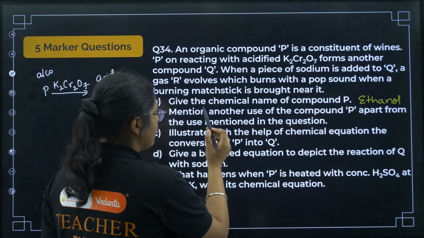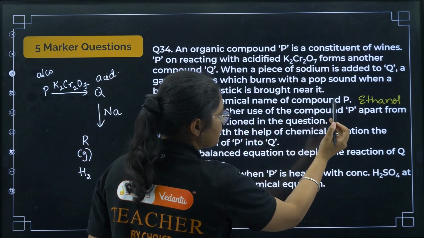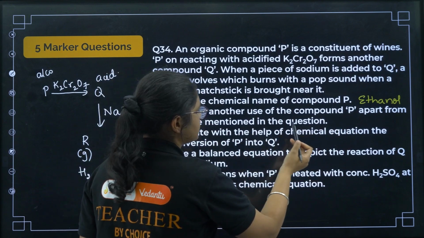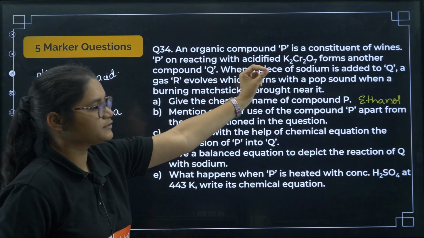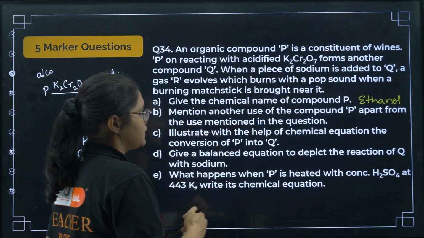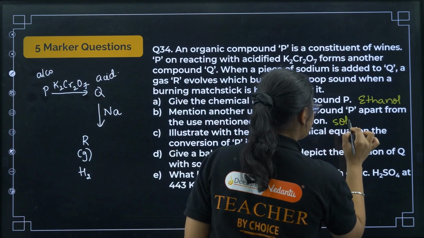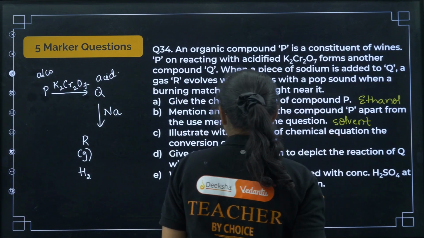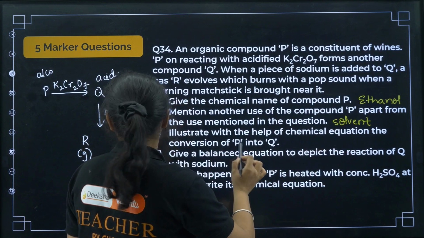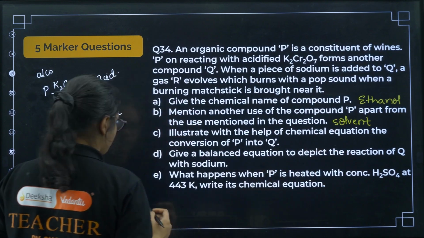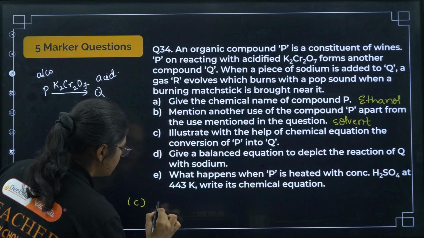Next, mention another use of compound P apart from the use mentioned in the question. So ethanol is used in wines. Then you can also write that it is used as a solvent, or any other use is also fine. Next, illustrate with the help of a chemical reaction the conversion of P into Q. So if you want to write the reaction here, what is it?